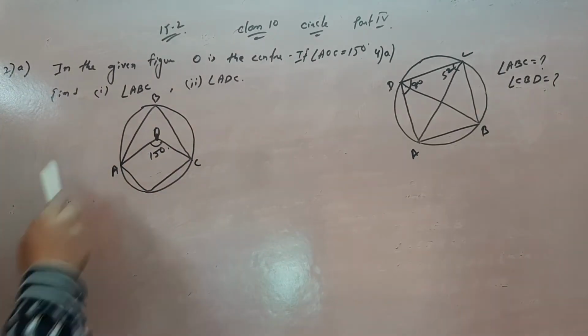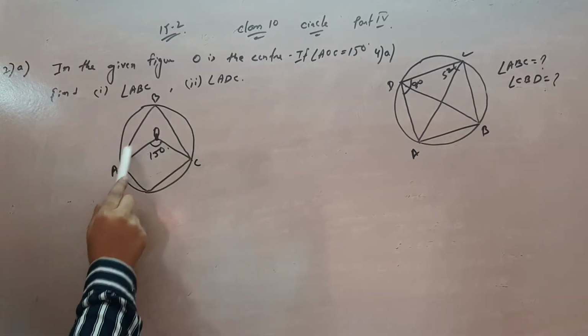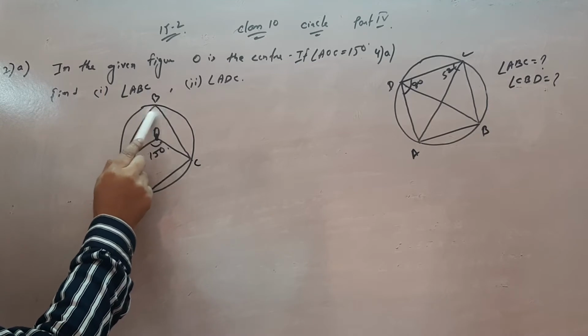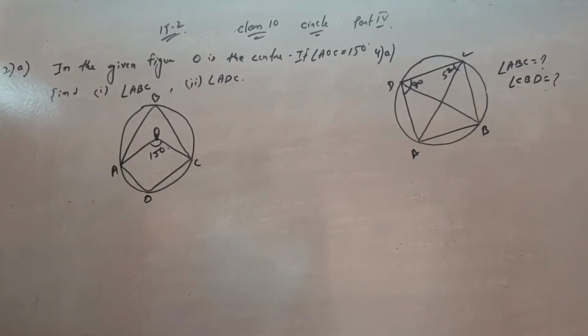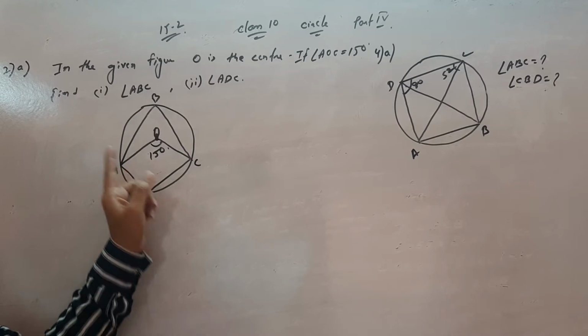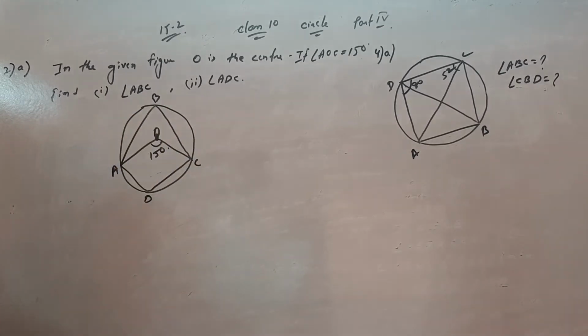In the first question, in the given figure, O is the center. If angle AOC equals 150, find angle ABC, that means this one, and ADC, that means this one. Okay, so we know that very well. Angle at the center equals double the angle subtended by an arc at the remaining part of the circle.